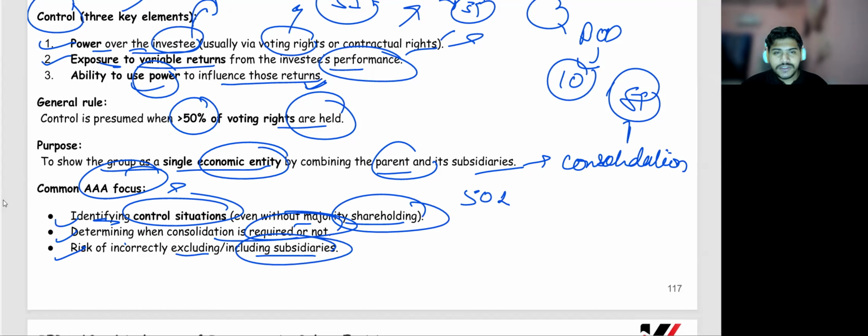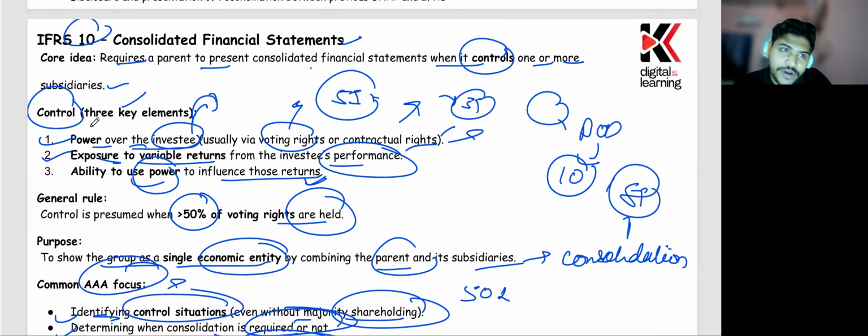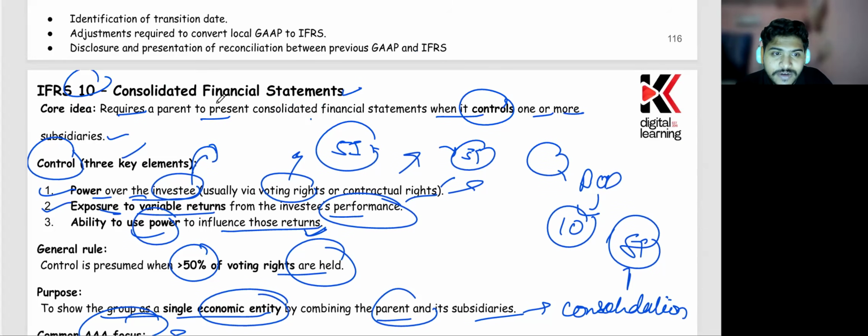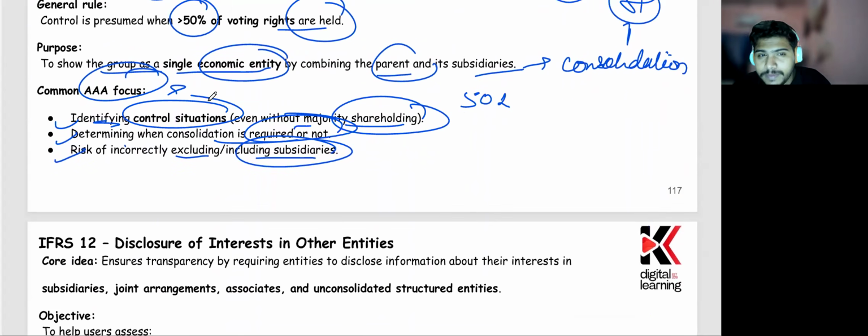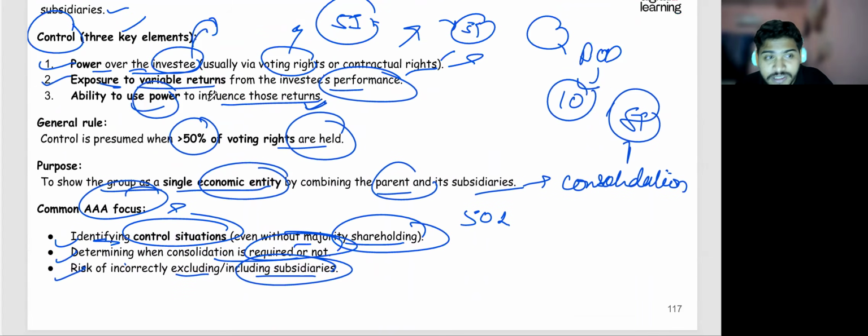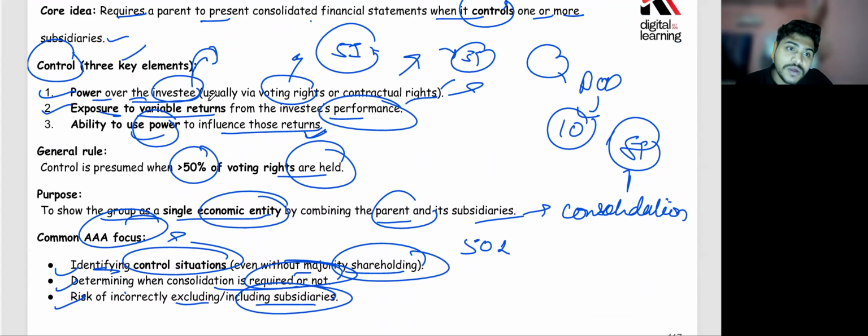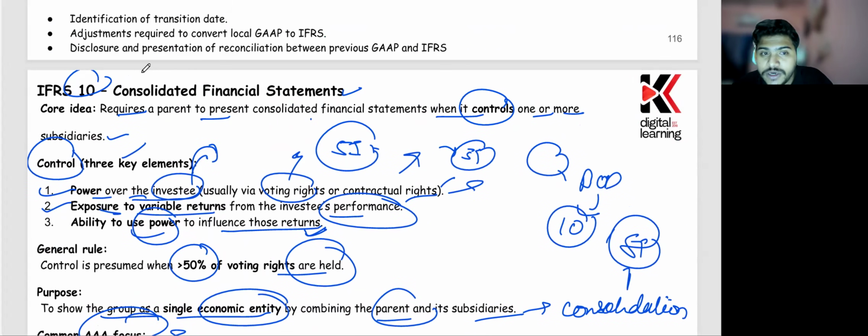So with this, that is all I wanted to convey about IFRS 10, consolidated financial statements. This is more of a basic knowledge discussion about what is power and what is control. When I say 50%, what does it mean? Okay, that was about it.